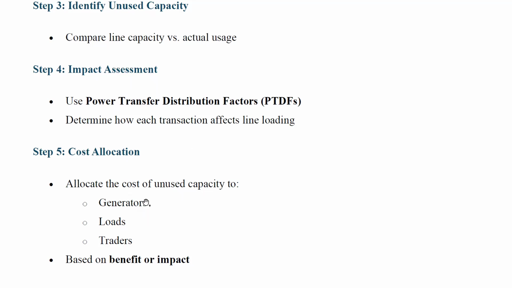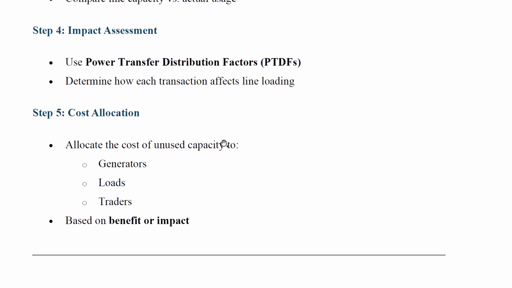Next, cost allocation. Allocate the cost of unused capacity to the generators, loads, and traders, based on benefit or impact. So these are some of the cost allocations. Unused generators also have to be paid, because there are some employees working, even though the resource is not available. So some small amount has to be added.